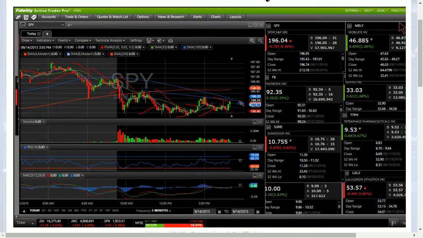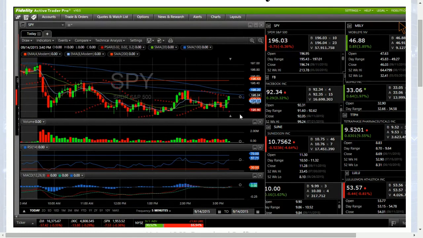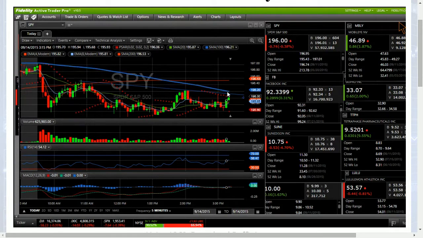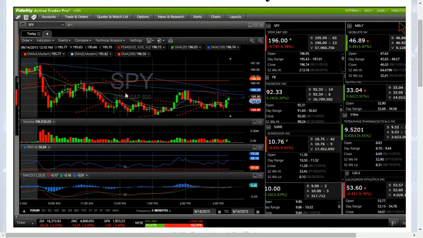So two bullish candlesticks out of nowhere here for SPY. We'll see if it's able to break this downtrend line, and the 100-period moving average is slowly creeping down to line up with this trend line. A break of this trend line will signal a bullish close of SPY.